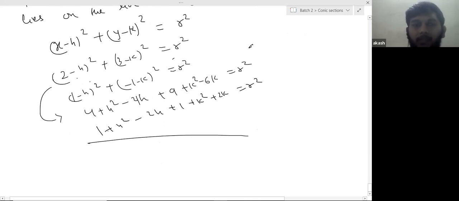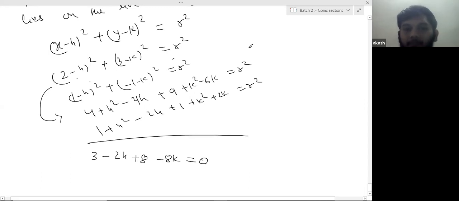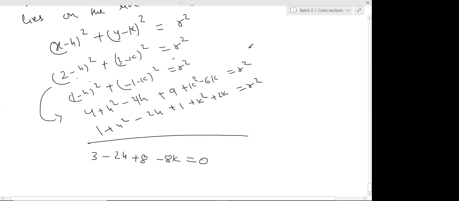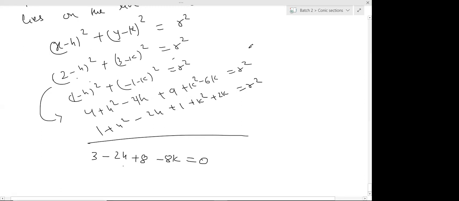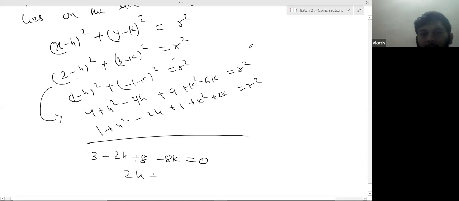So if you subtract this, 4 minus 1 is 3. The h square and k square cancel. Minus 2h plus 8, that is cancelled. Minus 8k equals 0. Right? Atisha, is it clear till now? All right. So this is 2h plus 8k equals to 11.